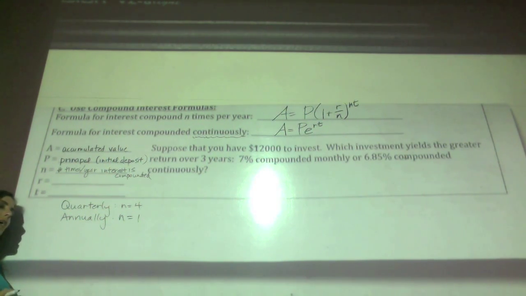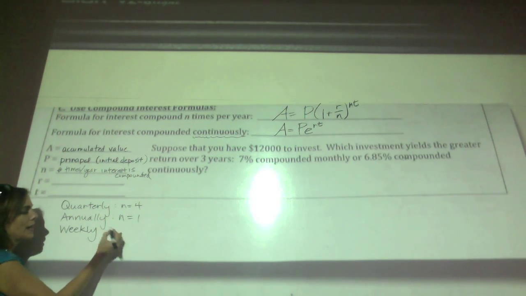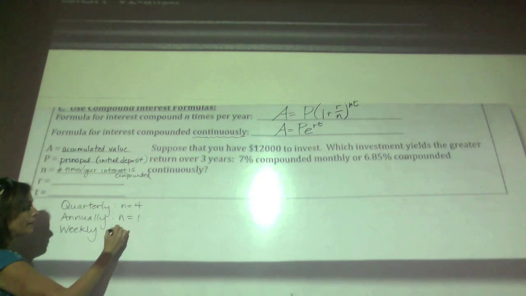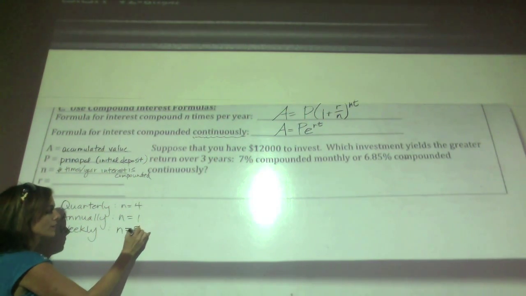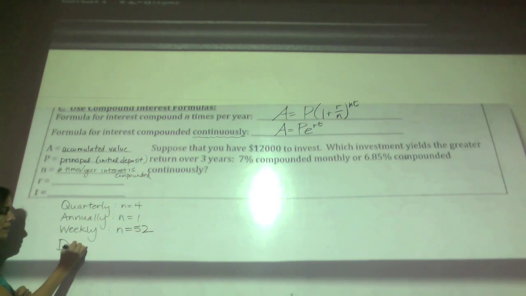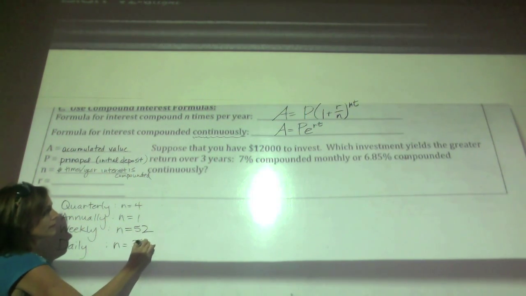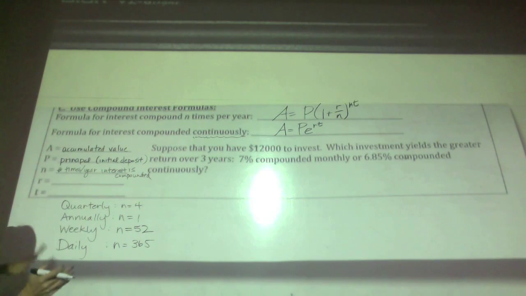What if I said I'm interested in compounding my interest weekly? How many times per year is that? How many weeks are there in a year? That would be N equals 52. How about daily? In that case, N would equal 365. So that takes care of our N.